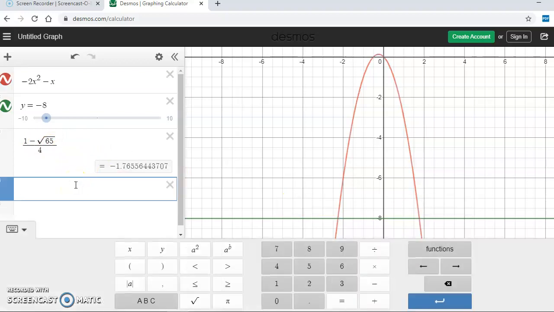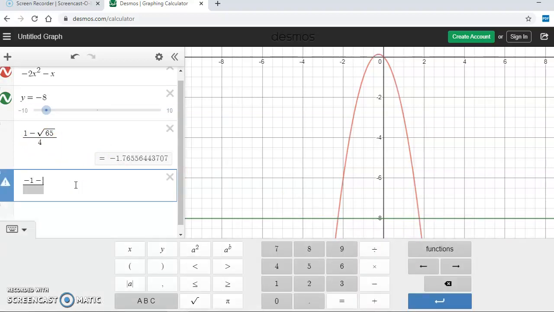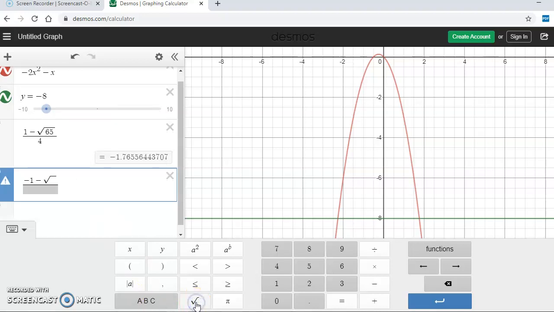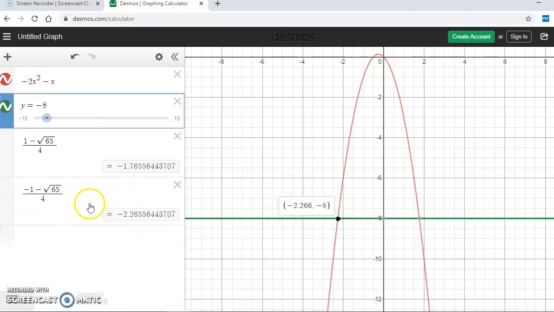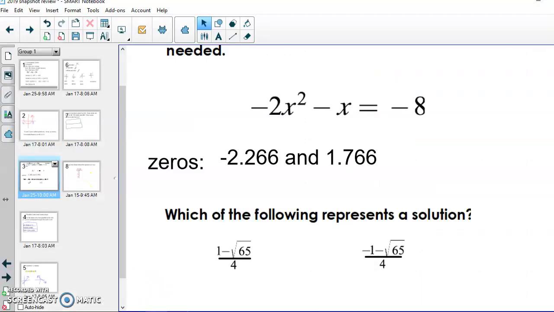Let's type in the next answer choice. It was negative 1 minus the square root of 65 over 4, and I can see that this equals one of my solutions. Okay, so this could be my answer as one of my solutions. All right. So on your paper what you would do is write what this was as a decimal, and write what this was as a decimal, and circle this one because this is the one that matched my solution.